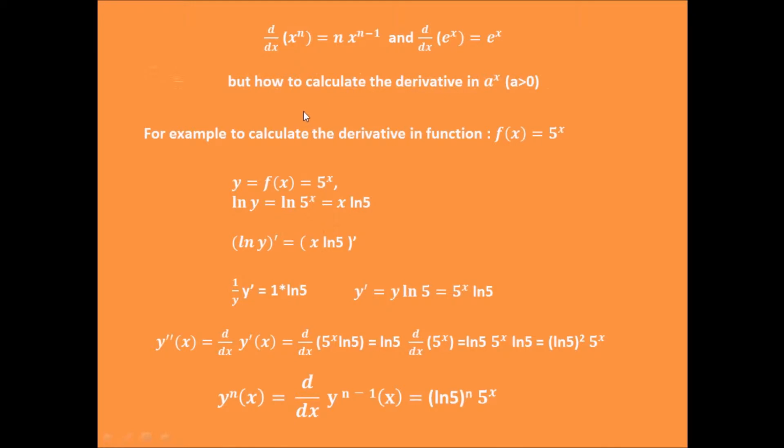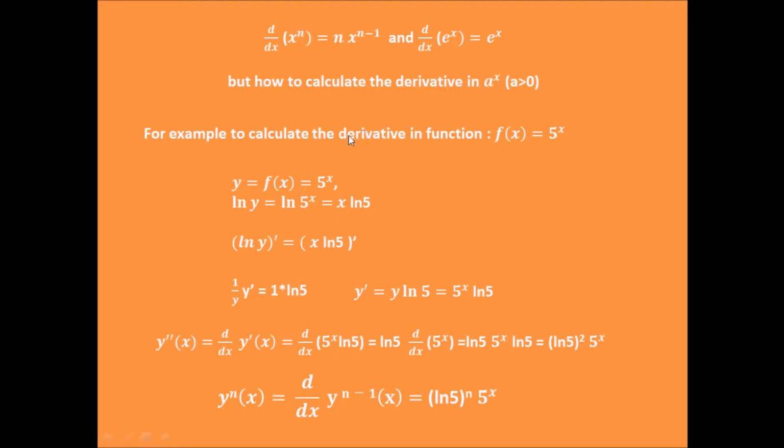As we know, for the exponential and power derivative functions, there are two basic formulas. One is the derivative of x^n equals n times x to the power of n minus 1. The other one is the derivative of e^x equals e^x. However, how do we calculate the derivative of a^x?